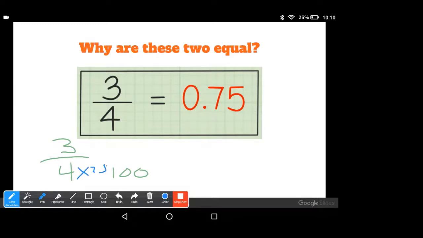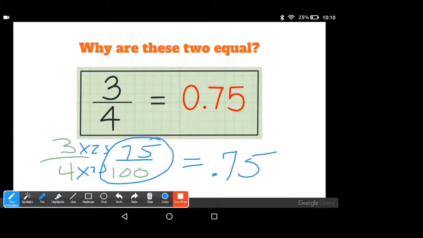If I multiply the denominator by 25, I have to multiply the numerator by 25. So 3 times 25 is 75. Now this can be written as a decimal, just like we did on the previous slide. Hundredths is the second decimal place, so 0.75.